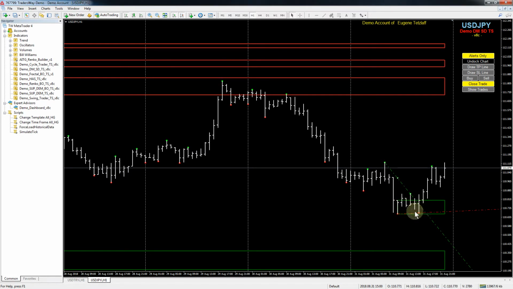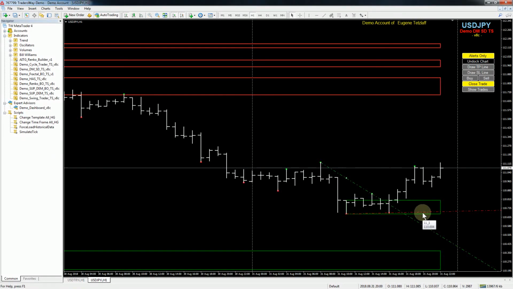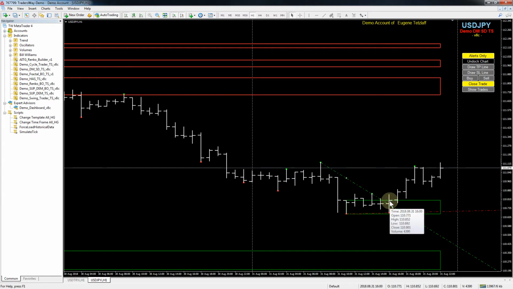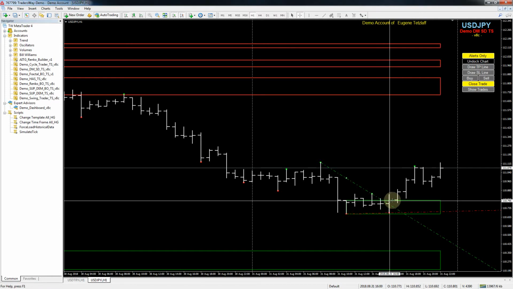And with our 2 pip breakout, yep, we got plenty there. We're going all the way up to 8 or so. So when we hit 2 pips of breakout, we would have got in the trade approximately right in there someplace. And this one would have been up at the present time 28 pips.